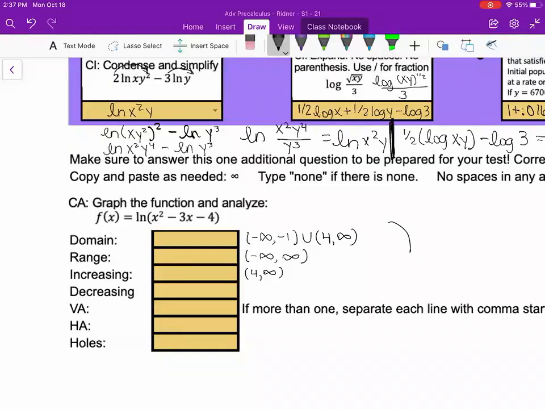Okay, so before I was interrupted and cut off, remember our graph kind of looked like that. So it was increasing on this side and decreasing on that side. We have 2 vertical asymptotes, so one at negative 1 and one at 4. There are no horizontal asymptotes and there are no holes.